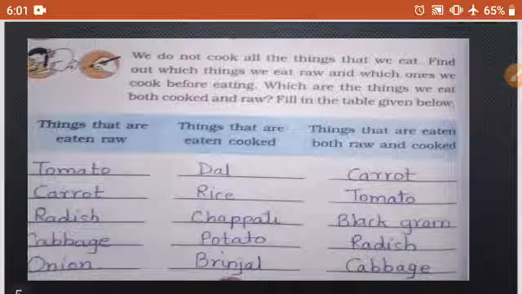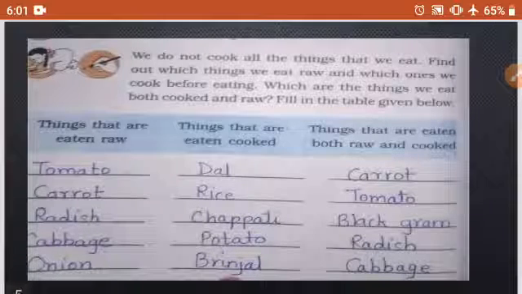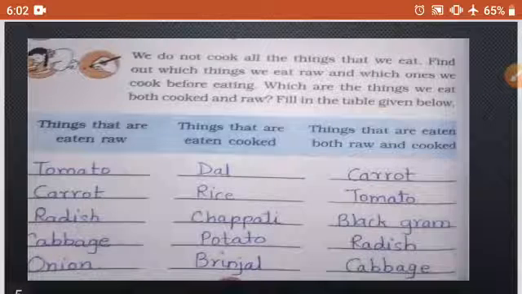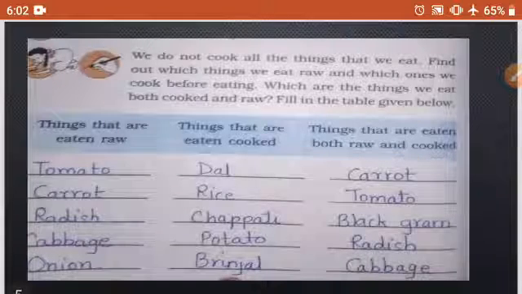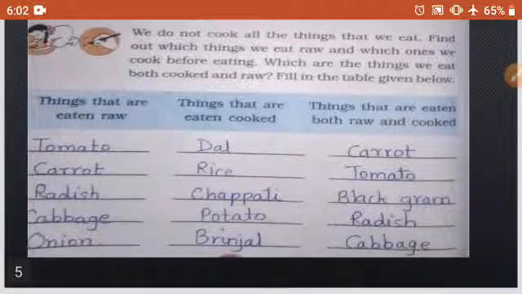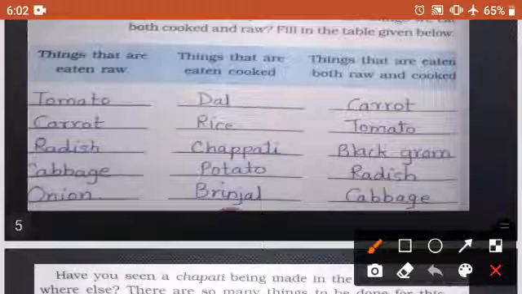We do not cook all the things that we eat. Find out which things we eat raw and which ones we cook before eating. Which are the things we eat both cooked and raw? Fill in the table given below. So children, we have to find out the things that can be eaten raw, the things that are eaten cooked, and the things which can be eaten both raw or cooked.